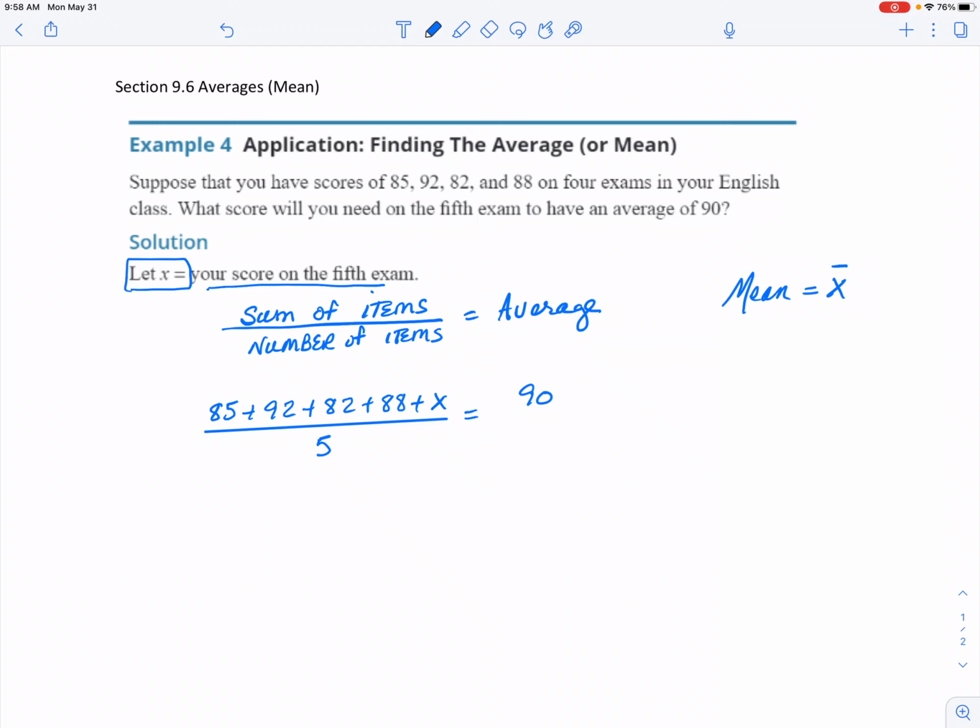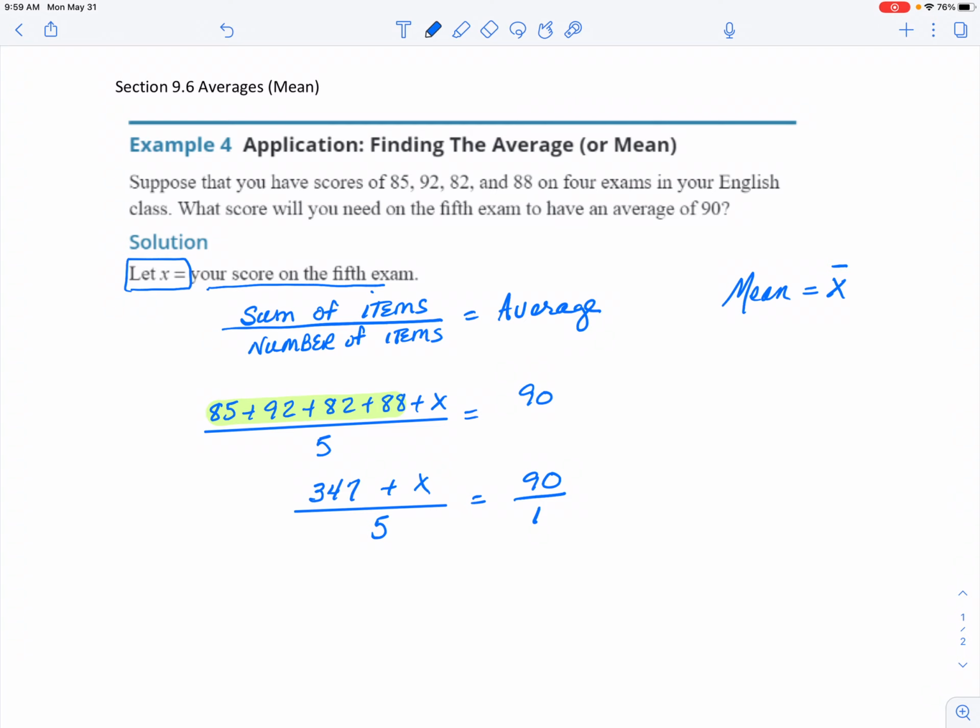All right, so you're going to grab your calculator and total up these 4 numbers that you actually know, and I've already done that. That came to 347, and then you've got plus X, all sitting over the denominator 5. I'm going to go ahead and write that 90 over 1. So when you're trying to solve an equation, remember you're trying to chip away all the bits and pieces so that you can isolate the variable X.